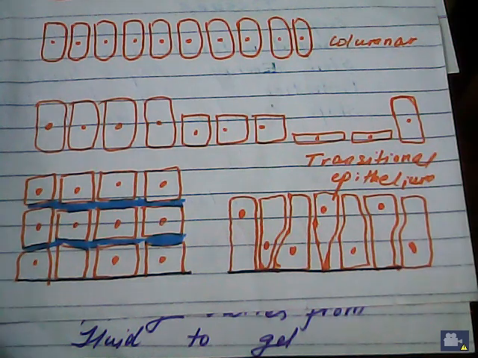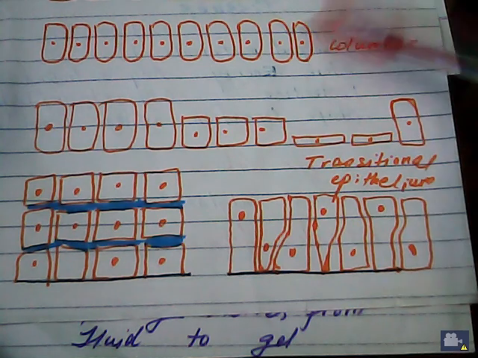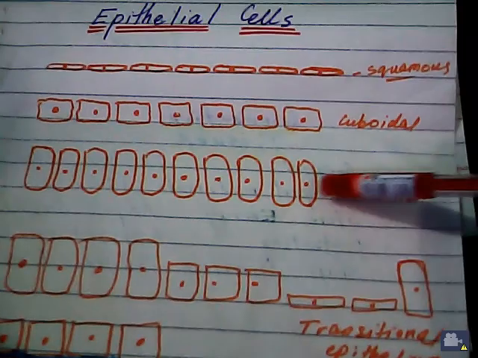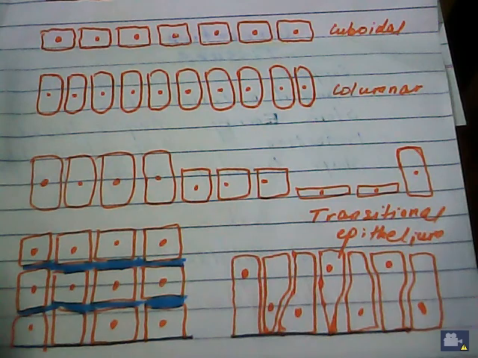So next time when you hear transitional epithelium, it means that all three types of epithelial cells can be found. There can be squamous, there can be cuboidal, there can be columnar, but they can change their shape depending on the stretch or stress.